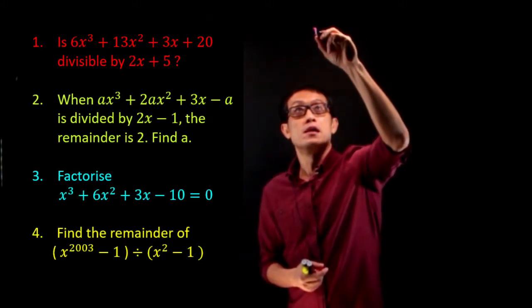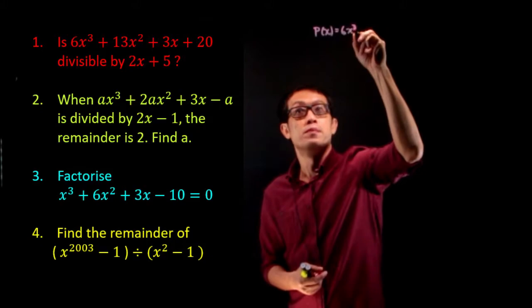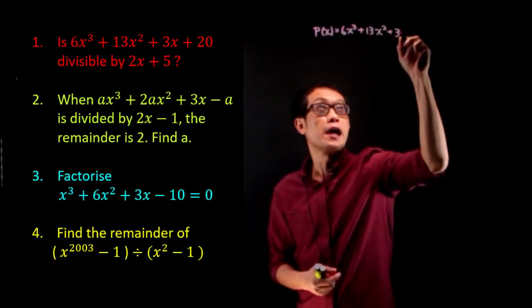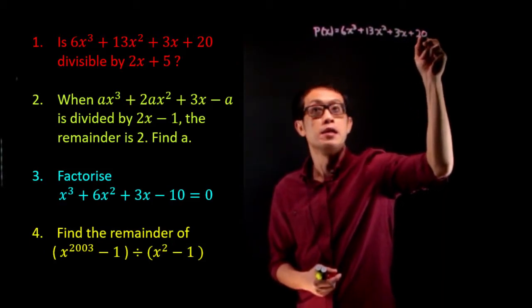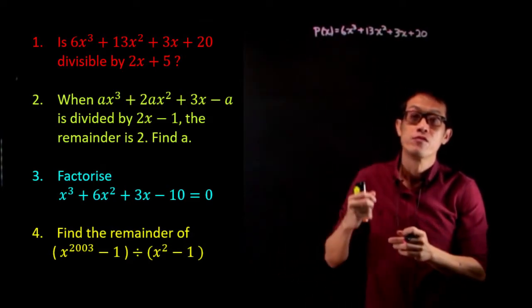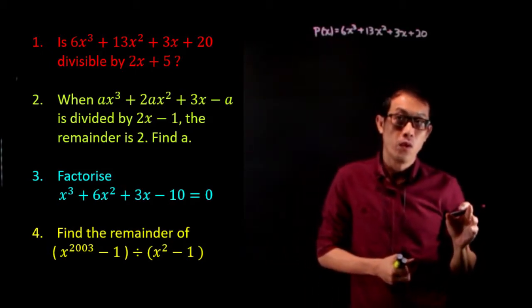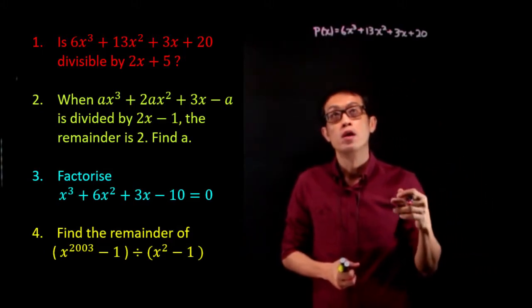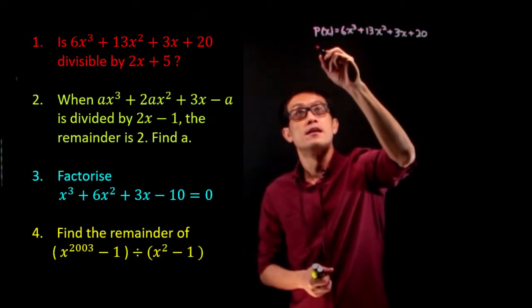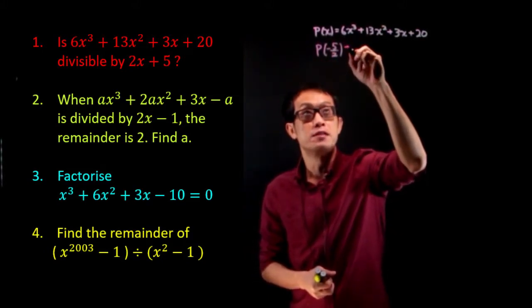Now, let p of x be equal to 6x cubed plus 13x squared plus 3x plus 20. Now, we equate 2x plus 5 to be equal to 0, and we find that x is equal to minus 5 over 2. Then we substitute minus 5 over 2 to replace x and check whether the expression equals 0.